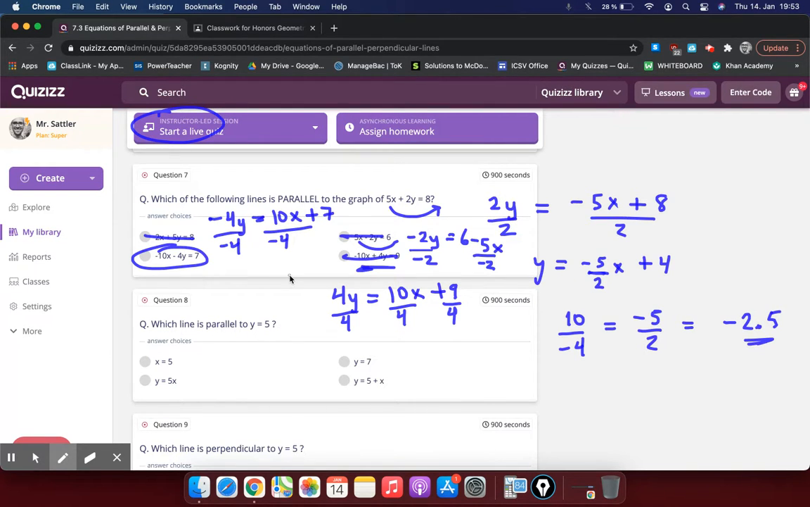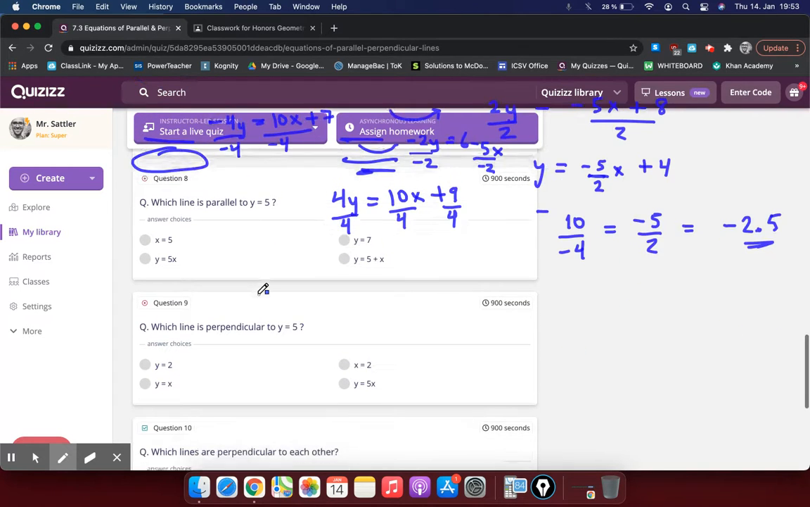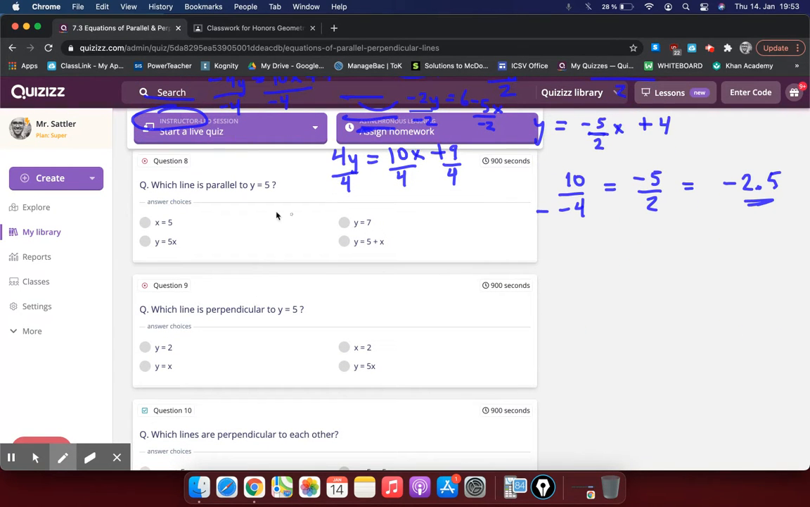Phew. Number 8. Which line's parallel to y equals 5? Well, this is a horizontal line. So we're looking for another equation that looks basically the same as this, except it has a different number. So that would be this one. X equals 5 would be a vertical line. Okay, and these would both be positive sloping lines, sort of like this, or like this. So they wouldn't be parallel to a horizontal line.